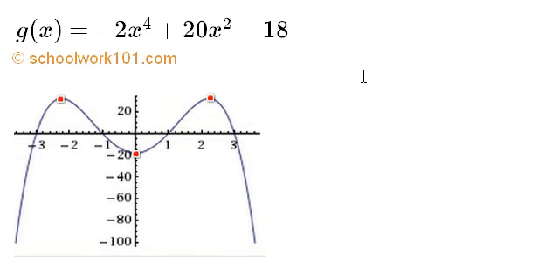Hey, we are talking about relative extrema. We have the function here, g of x is equal to negative 2x to the fourth plus 20x squared minus 18. And the goal here is we want to find the relative max and min, and then we're going to indicate where this function is increasing and decreasing.